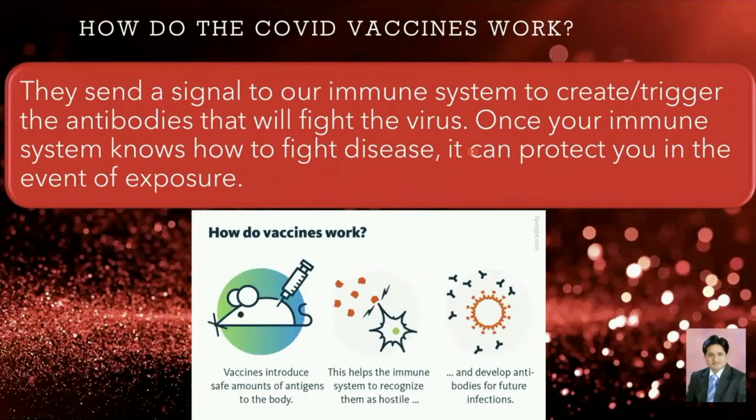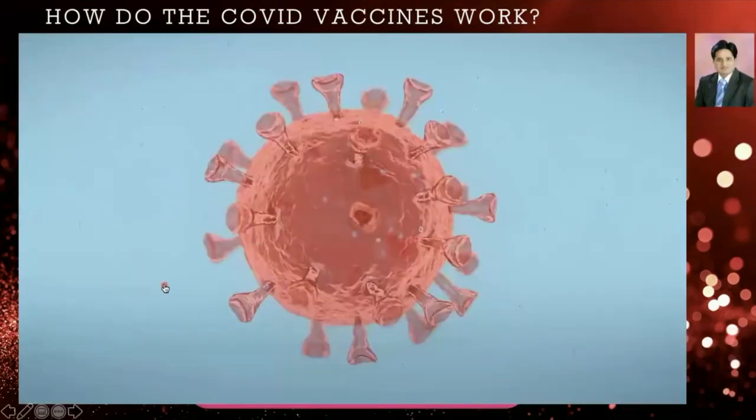So let's try to understand how these COVID vaccines work. Now, stage 1, the vaccines are introduced in safe amounts into the body. This helps the immune system to recognize them as hostile and develop antibodies to fight them off. Let's have a visual understanding of how these vaccines work.